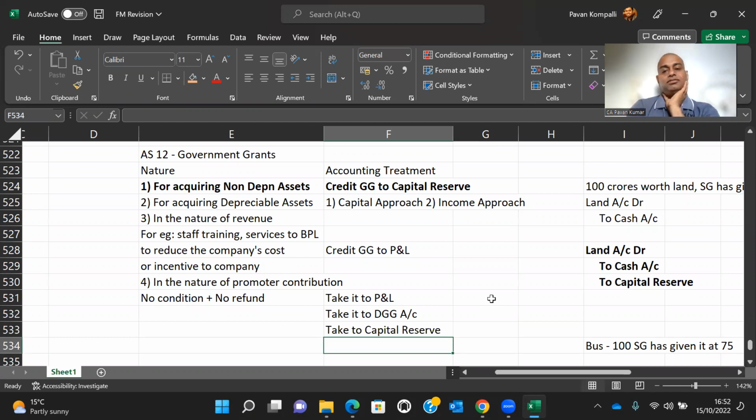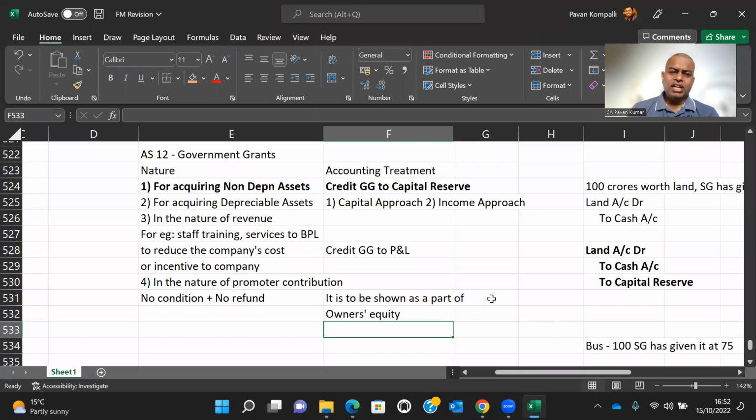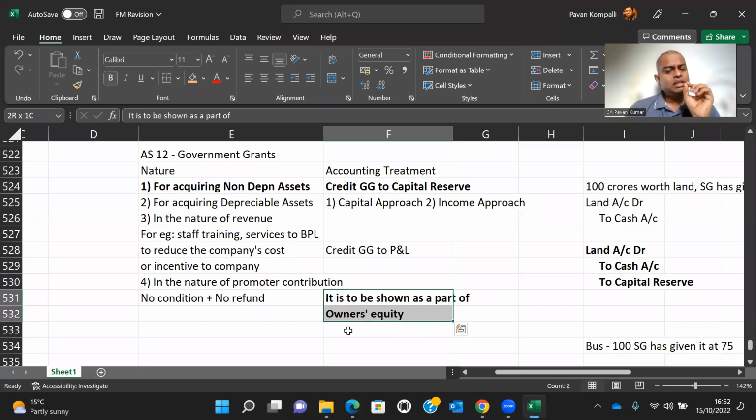Can I take it to capital reserve? It is to be shown as a part of owner's equity. You can name it capital reserve, but it is to be shown as a part of owner's equity. Now you tell me, if I am showing this as a part of owner's equity, can I show it in P&L to increase my profit?